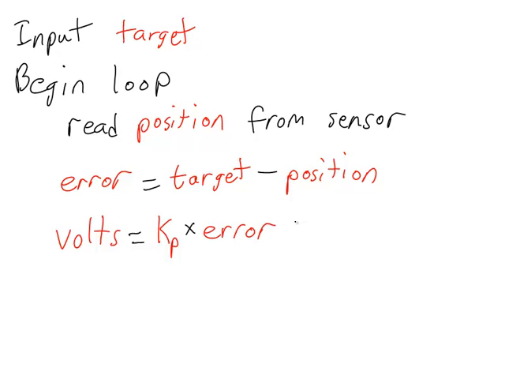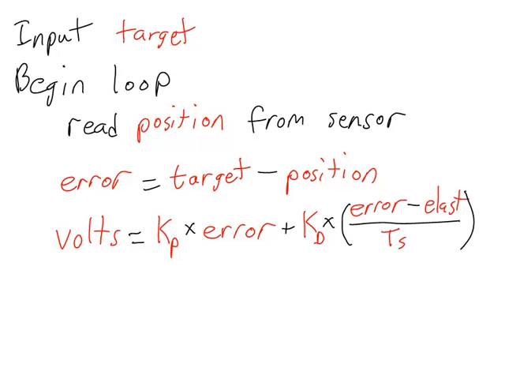To that, we will add on the derivative part, which will be Kd times the change in error. And finally, I'll wrap this on to the next line so we can see it. We have the integral part.